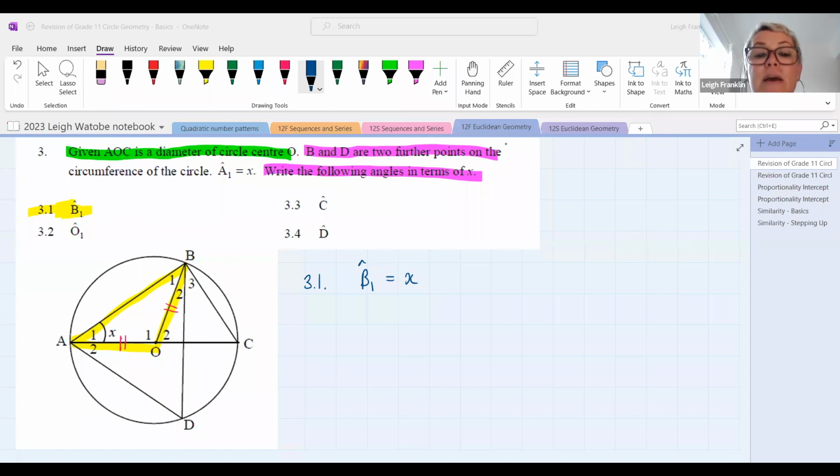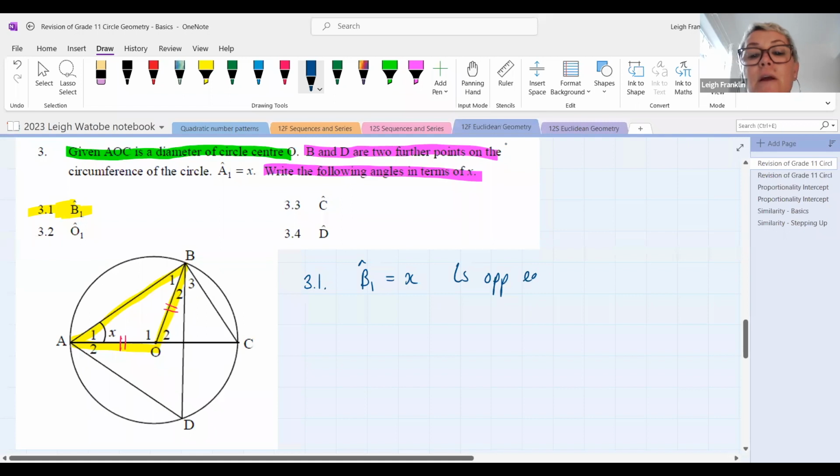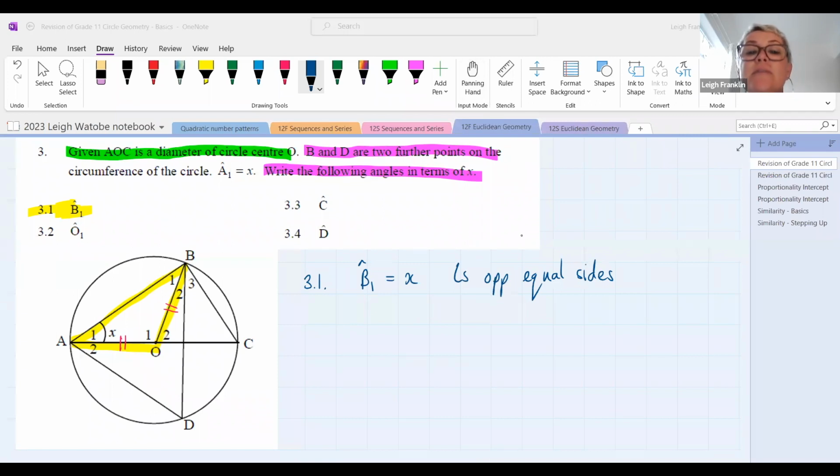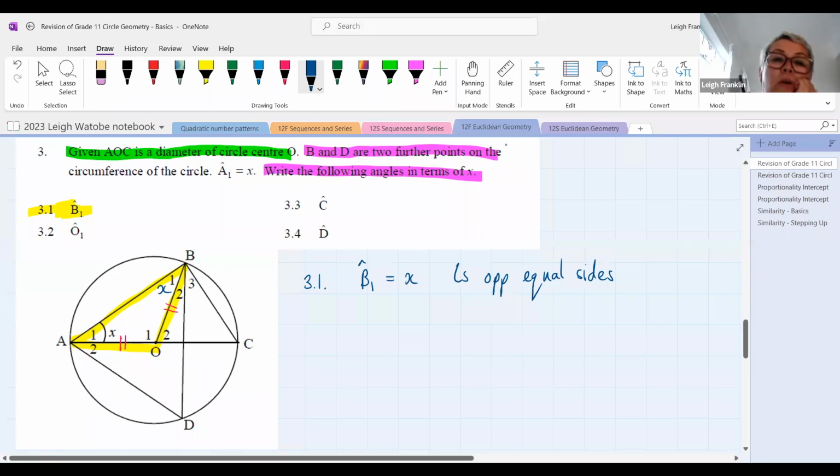So what we say here is angles opposite equal sides. Okay, angles opposite equal sides. That's it. Angles opposite equal sides. So B1 is also equal to x.